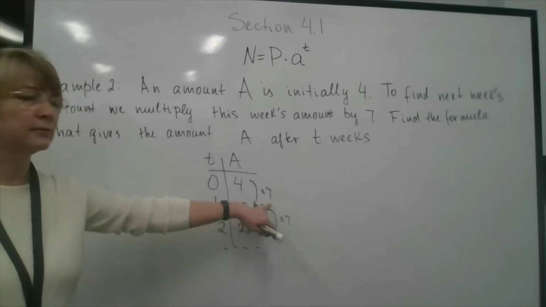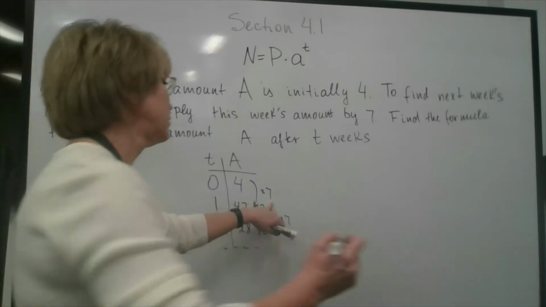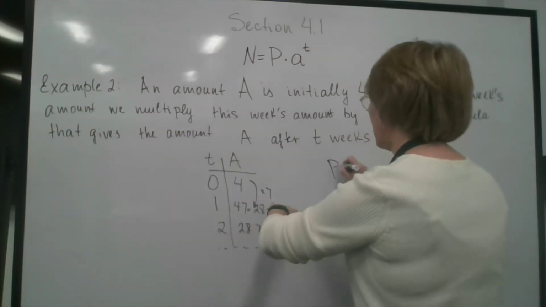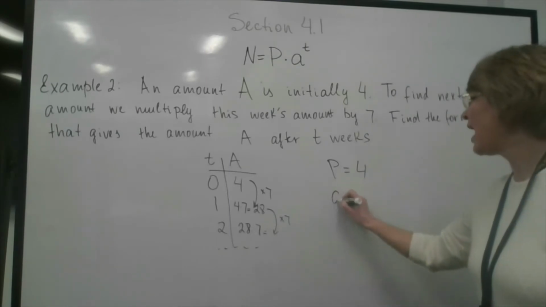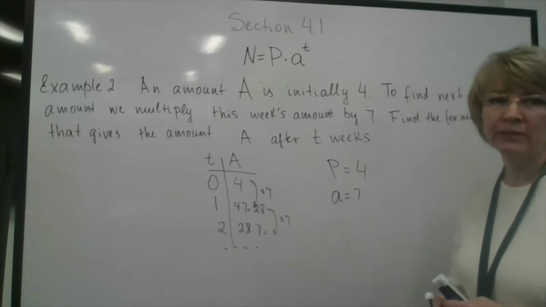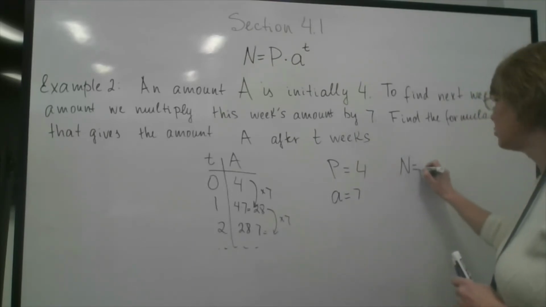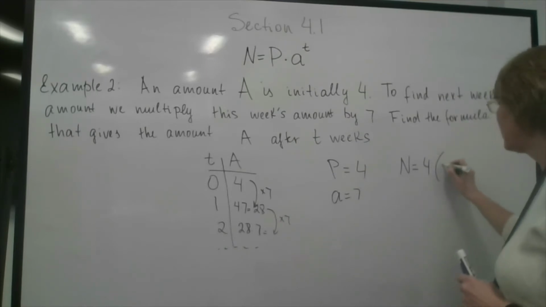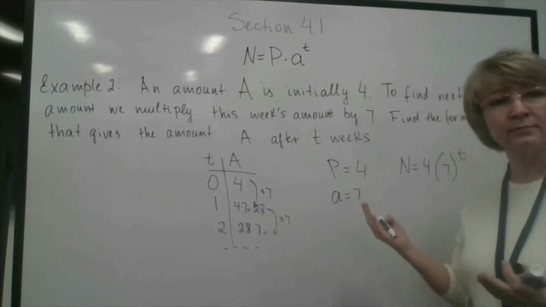It means A is equal to 7. So we know P is equal to 4. We know A is equal to 7. And we are ready to write the formula down. So it will be N equal to 4 times 7 to the power T. Done.